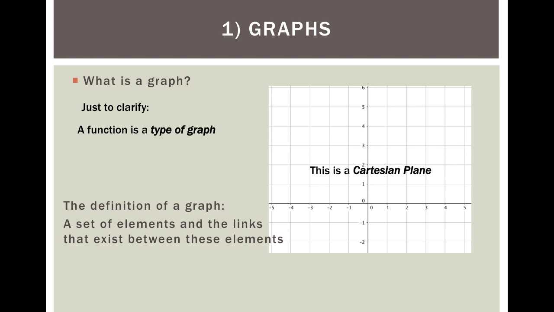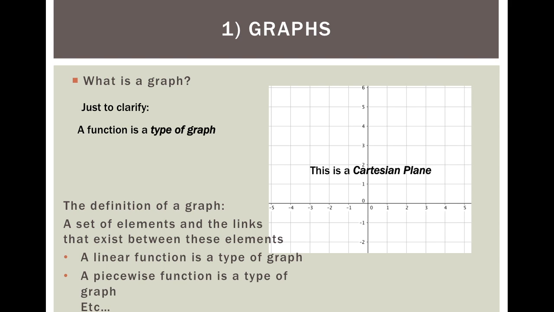The definition of a graph says that a set of elements and the links that exist between these elements are a graph. So graphs can come in many different shapes and forms as long as there's a set of elements and links that exist between these elements. For example, a linear function is a type of graph, a piecewise function is a type of graph, etc. But there's links that exist between the elements of this graph.